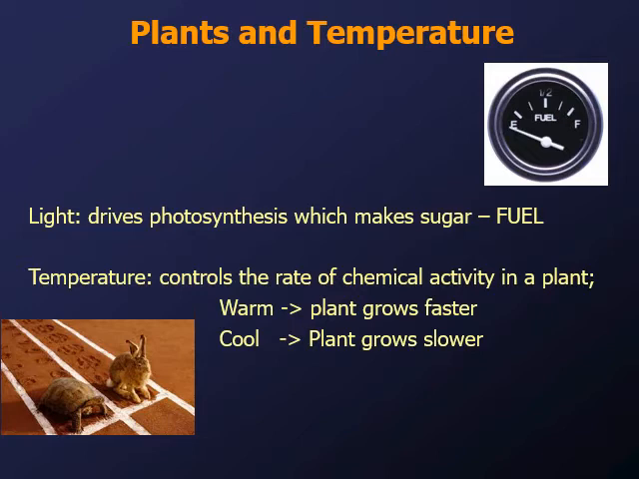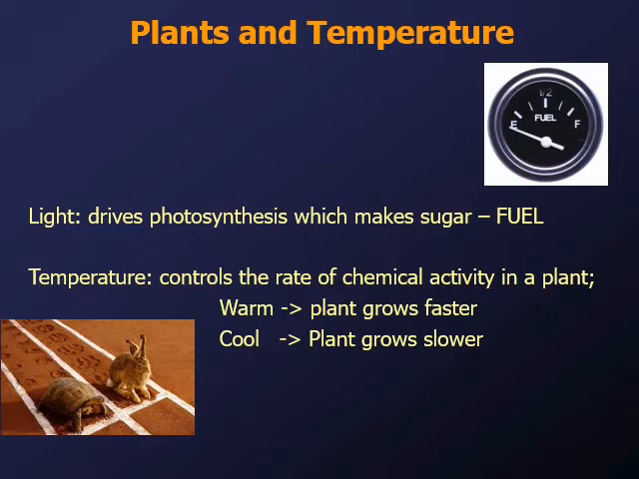Anyways, sorry, I digress. Temperature. Light drives fuel, and temperature controls the rate that we burn that fuel. So when it's a warmer temperature, the plant grows faster. When it's a cool temperature, the plant grows slower. Again, this should be pretty straightforward, but you'd be surprised at how often people get confused about this, especially about the fuel part.